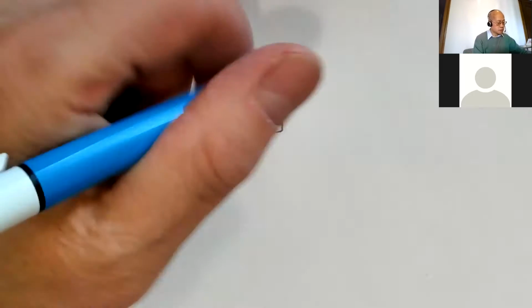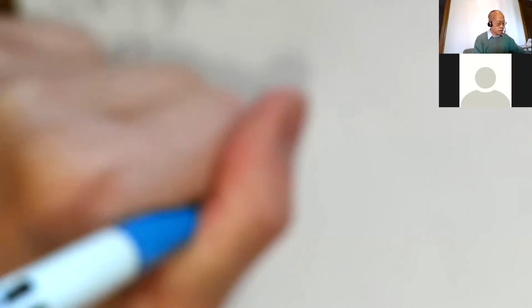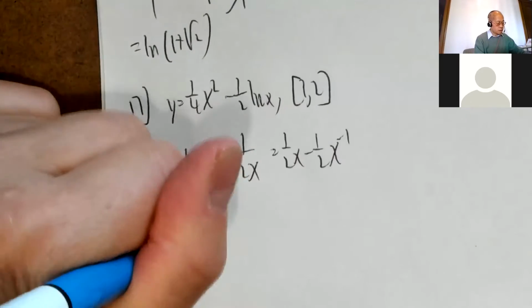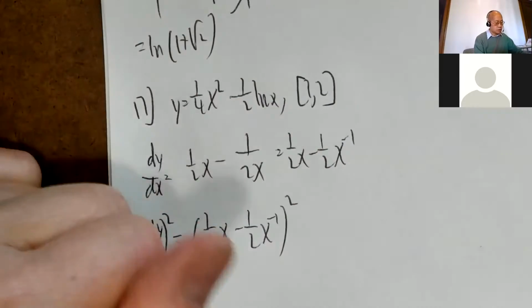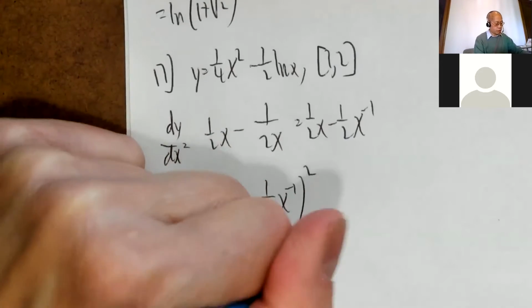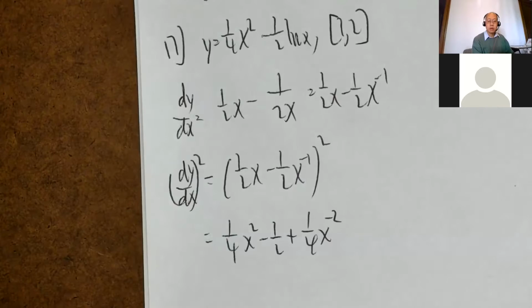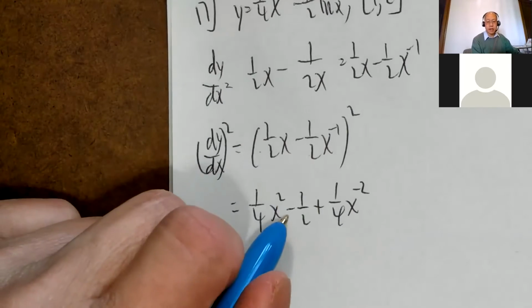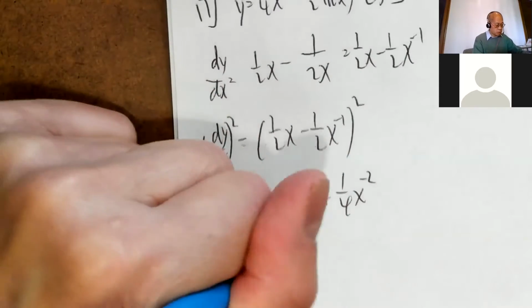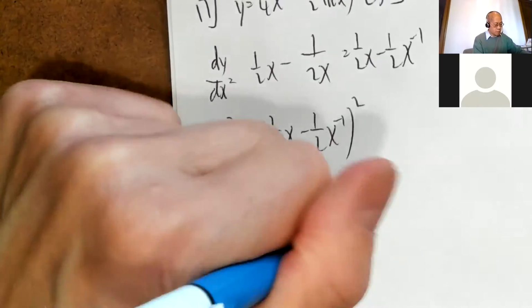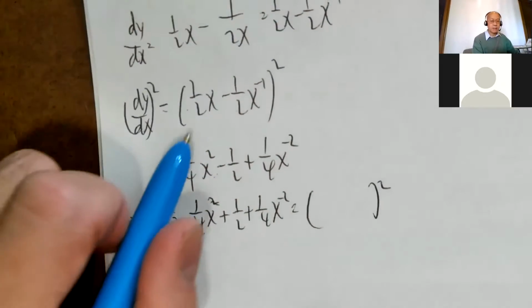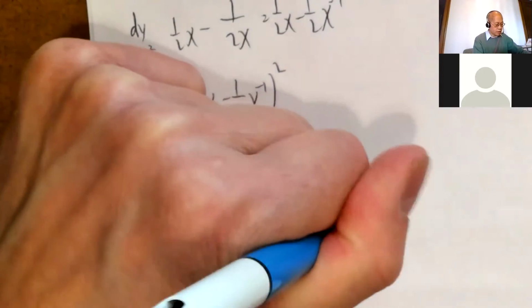Let's see, so this is dy/dx = 1/2 x minus 1/2 x^-1. (dy/dx)^2 is (1/2 x minus 1/2 x^-1) squared, which is 1/4 x squared minus 1/2 plus 1/4 x^-2. We've seen this thing before. 2ab comes out to be -1/2. So if I add 1, all that happens is that changes to a positive. So 1/4 x squared plus 1/2 plus 1/4 x^-2, which comes out to be the same thing as this, except a plus: (1/2 x plus 1/2 x^-1) squared.